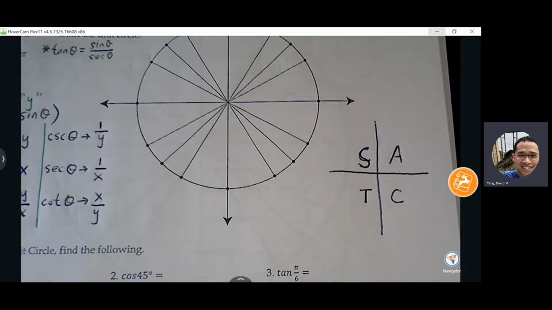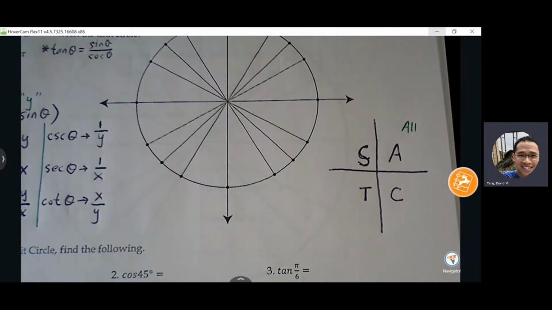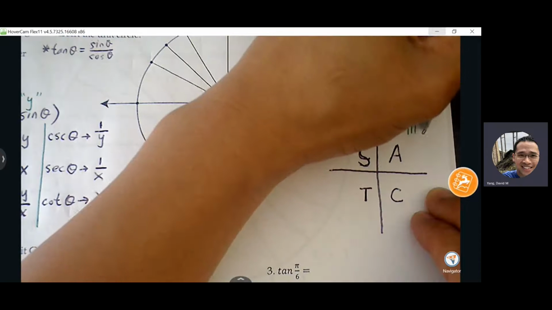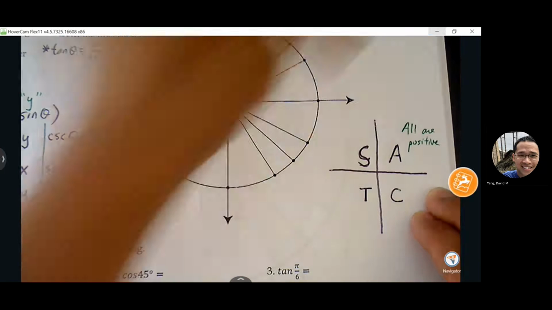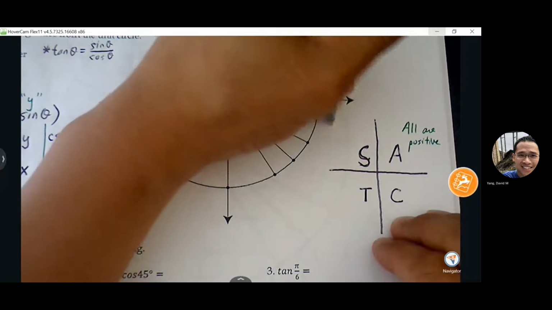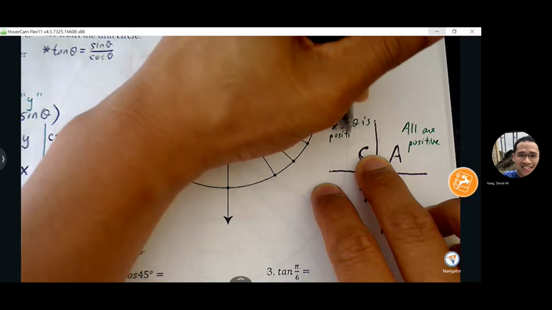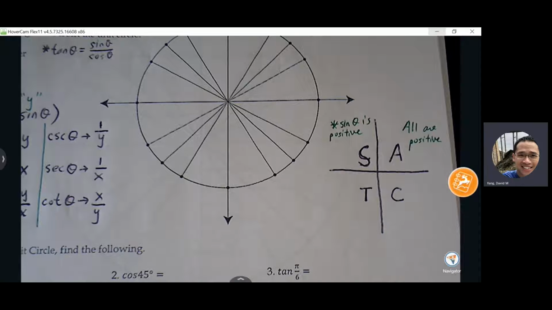The way this helps is that if we have this diagram of the signs, you know what to expect from each trig function in terms of whether we should get a positive or a negative. A means all. So all trig functions will be positive in the first quadrant. Now S represents the fact that only sine is positive. That's a quick way to understand that if only sine is positive, then cosine is negative and tangent is negative.